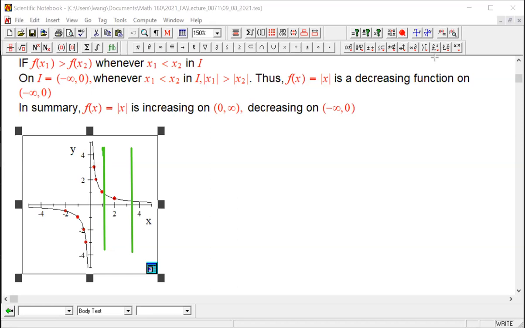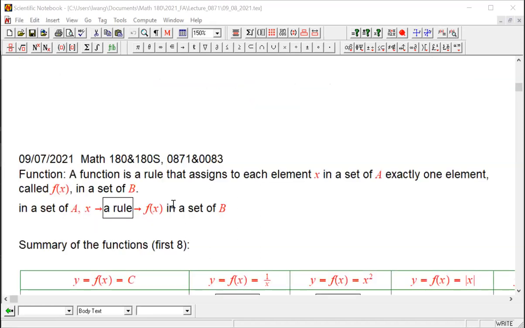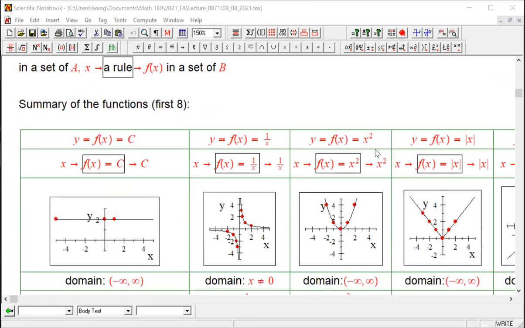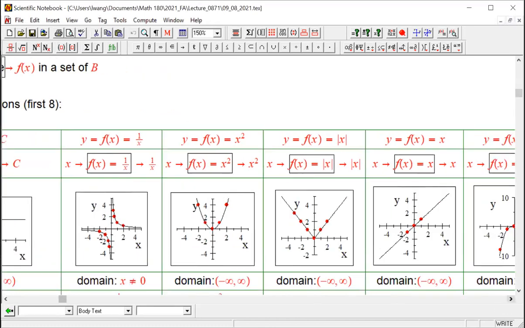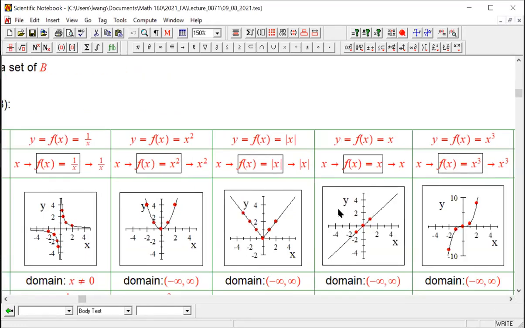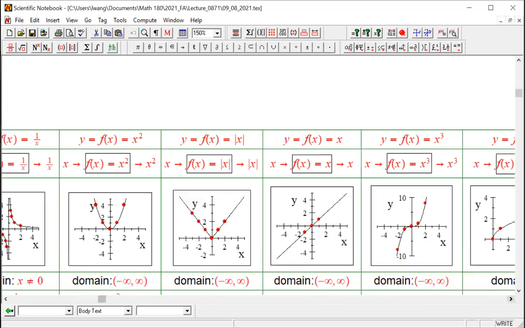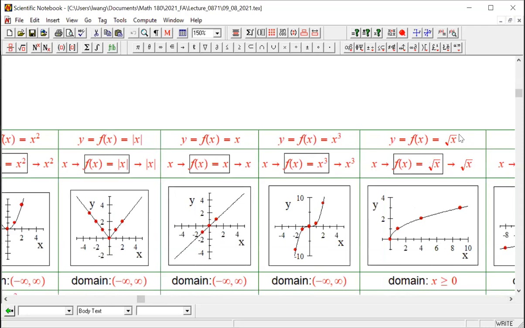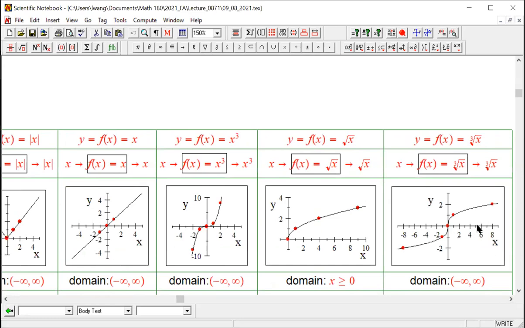Hold on, I'm going to clear this and let's look at some other functions. How about x squared? X squared is similar to absolute value of x. On one piece it is increasing, on the other piece it is decreasing. Now, how about f of x equals x? This function is increasing on the entire domain. X raised to the power 3, increasing on the entire domain. Square root of x, increasing on the entire domain.